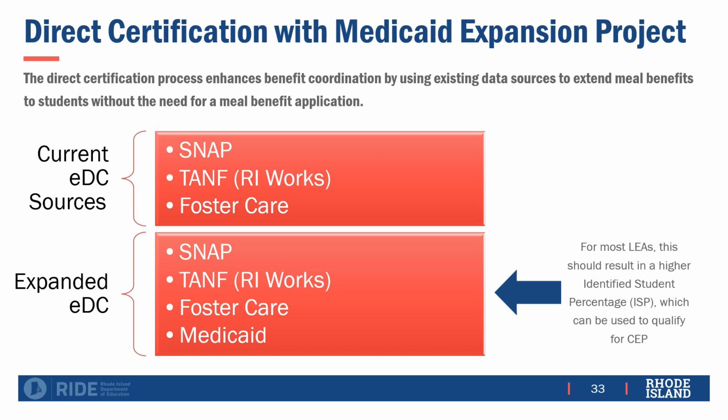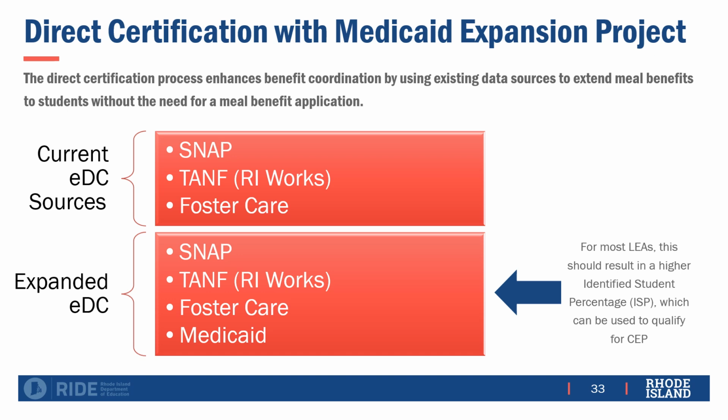Through direct certification, we are able to leverage existing data sources to extend meal benefits to students without the need of a meal benefit application. The programs that I previously mentioned, SNAP, Rhode Island Works, and foster care, have always been allowable as a part of the direct certification process through existing statute and regulation related to the NSLP.